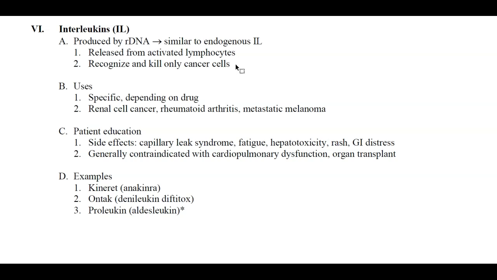The main uses of this drug are basically specific depending on the drug that we're talking about. And as mentioned earlier just now, it is for cancer. So the types of cancer that we use interleukins for include renal cell cancer, rheumatoid arthritis, and metastatic melanoma. So patient education. So especially for this drug, well, all our drugs, right? But especially for this drug, it is very important to educate our patients for these possible side effects.